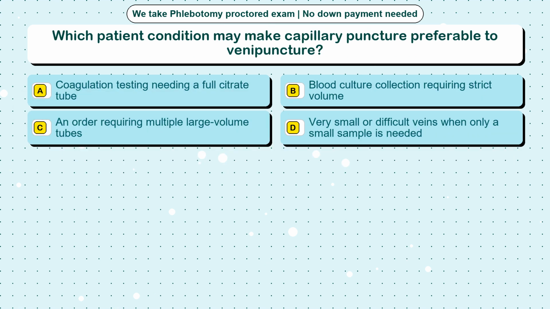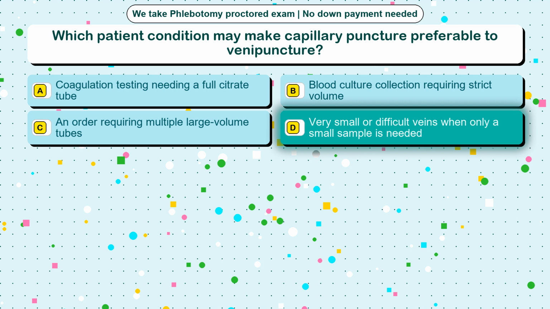Question 40. Which patient condition may make capillary puncture preferable to venipuncture? Option A. Coagulation testing needing a full citrate tube. Option B. Blood culture collection requiring strict volume. Option C. An order requiring multiple large volume tubes. Option D. Very small or difficult veins when only a small sample is needed. The correct answer is option D, very small or difficult veins when only a small sample is needed.